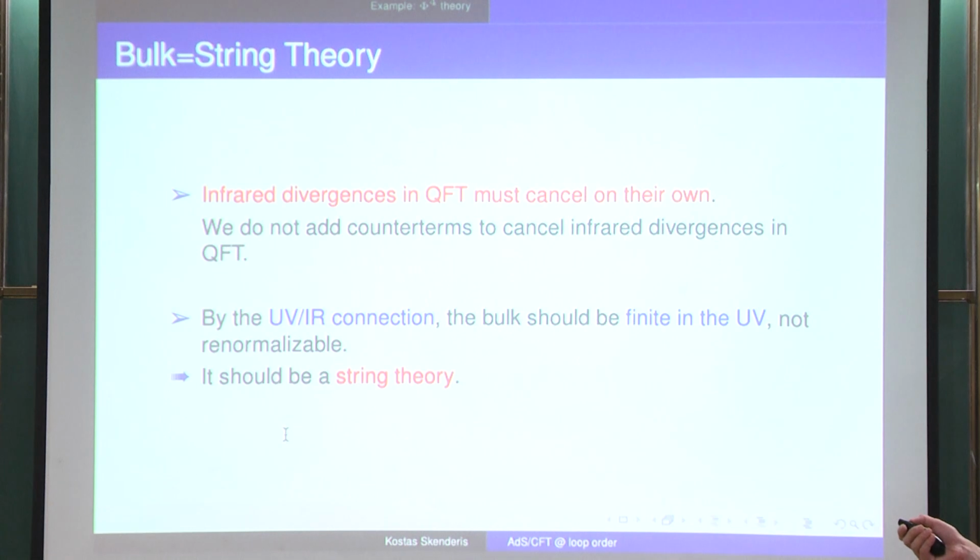Now, if you have a quantum field theory, the infrared divergences must cancel on their own, as we discussed earlier in response to Ian's question. By the UV-IR connection, this means that the bulk should be finite in the UV, not renormalizable. On the quantum field theory side, we do not have counterterms to remove infrared divergences. These have to cancel. If they don't cancel, the theory is sick. So similarly, the bulk should not be a renormalizable theory of gravity. It should be a finite theory of gravity. And the only finite theories we know are string theories.